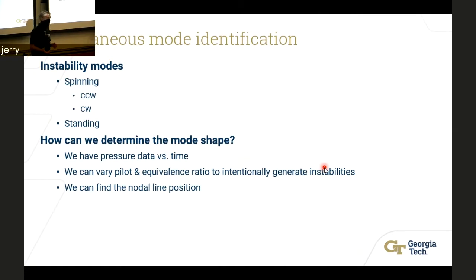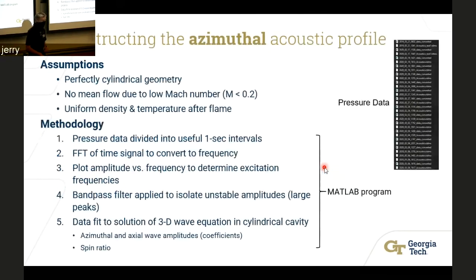The primary question that we're trying to answer is, how do we determine the mode shape? How do we back out the acoustic profile? What we do is we use raw temporal pressure data, and we vary the pilot and equivalence ratio, get different pressure measurements, and then we try to back out things like the nodal line position and coefficients that correspond to these modes. I'll explain a little bit what I mean by coefficients.